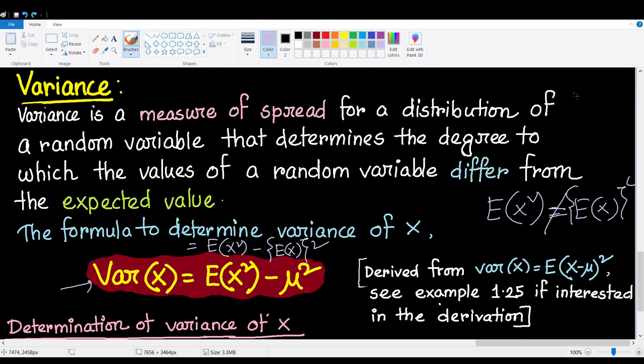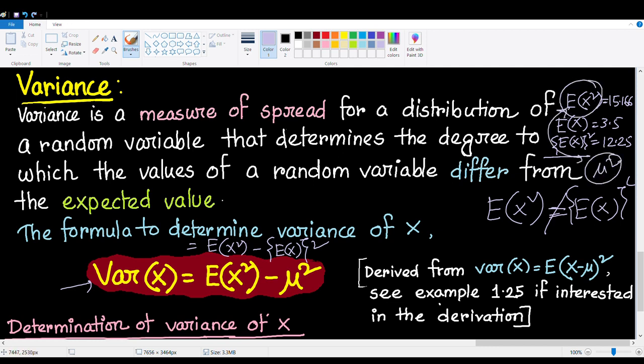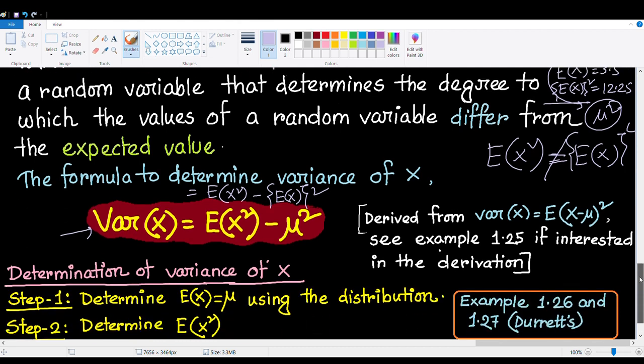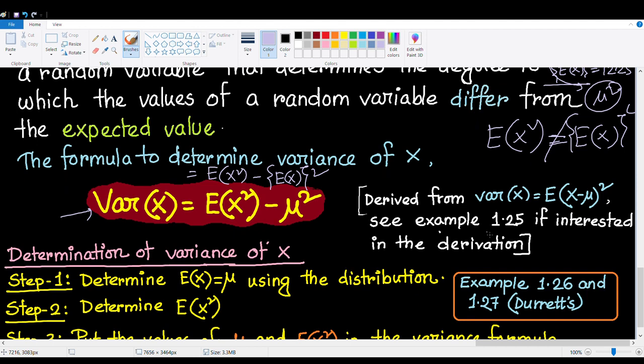In the last example, we saw that if we roll a die, then E of x square equals 15.166, where x is the number that appeared. And in example 2, we saw the average or the mean number in every row is 3.5. So if 3.5 is squared, we will get 12.25. See, E of x whole square, which means mu square, and E of x square are definitely two different terms. Okay, so if you're interested in the derivation, then see example 1.25 from Ross's or Tourette's elementary probability.